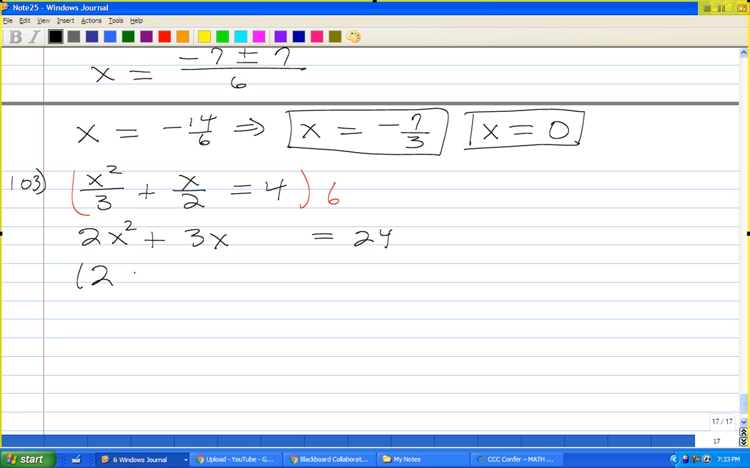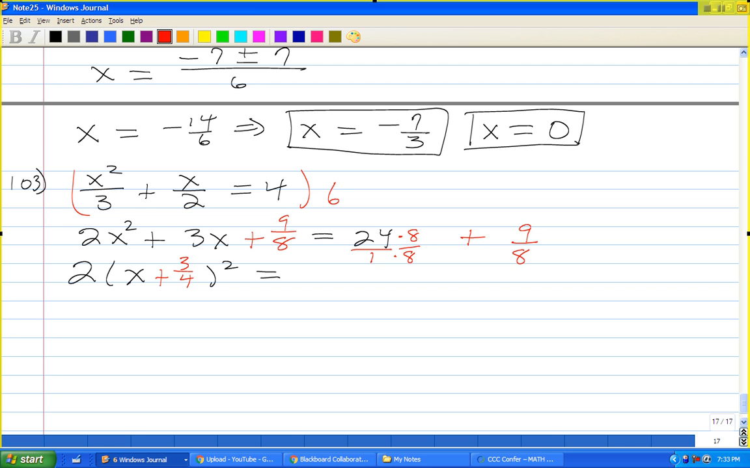So let me complete the square. 3 divided by 2 times 2, 4. 3 over 4. 3 squared is 9. 4 squared is 16. Times 2 is 8. So let me add 9 over 8 to both sides of my equation. Let me multiply and divide by 8.